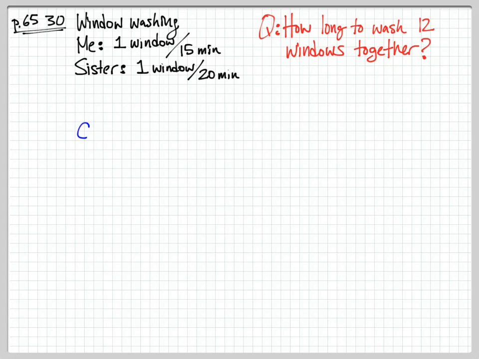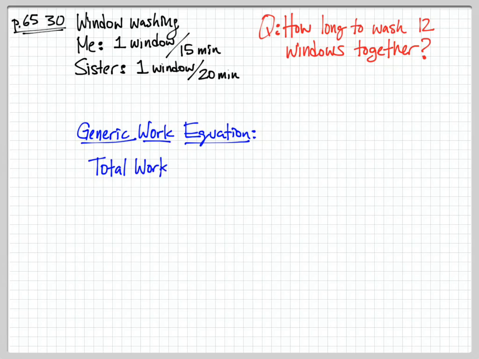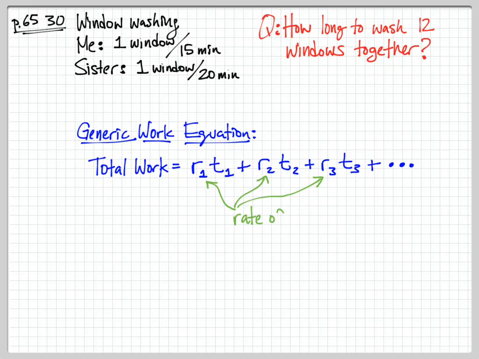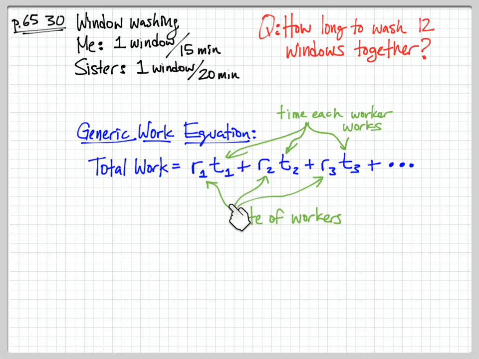So the first thing I want to talk about is, again, the generic work equation. The generic work equation would look like this. Total work is equal to work of all the individuals. The work of each individual is their rate times the time that they work. So in this generic case, we might have many workers. Worker 1, worker 2, worker 3, ... We have the rate of each worker. They might all work at different rates. We have the time that each worker is working. And in the generic case, they might work for different amounts of time.